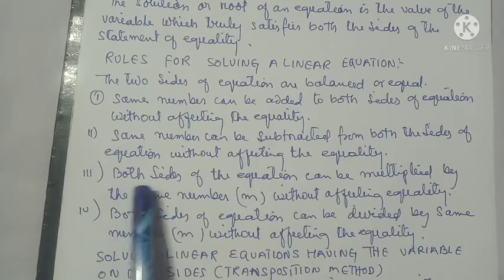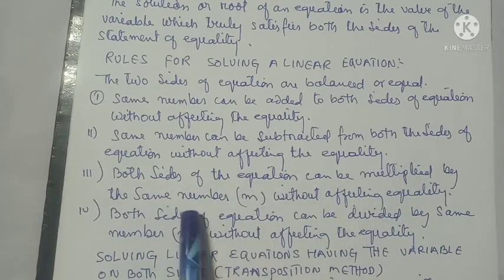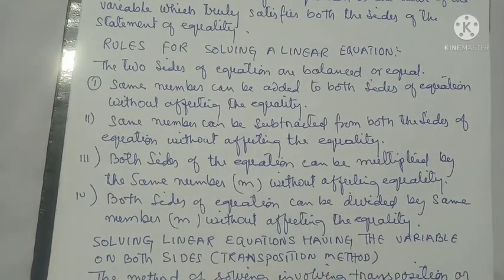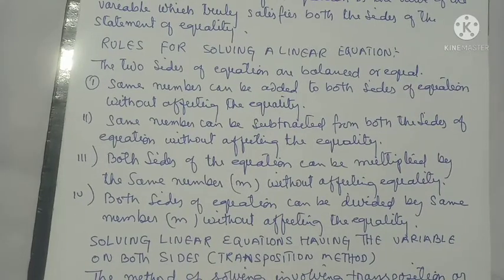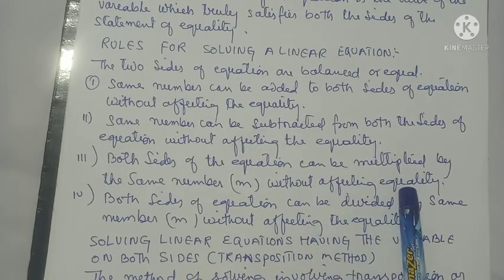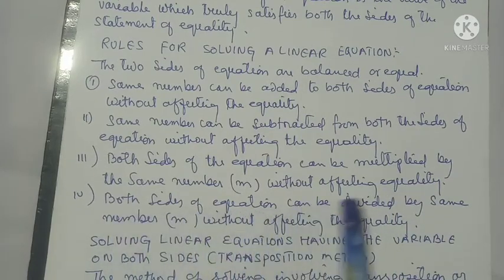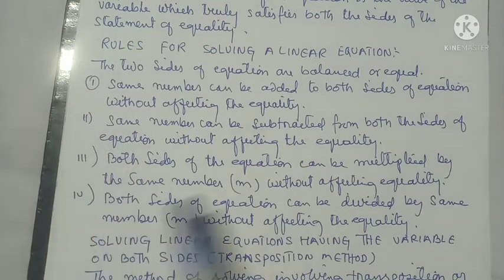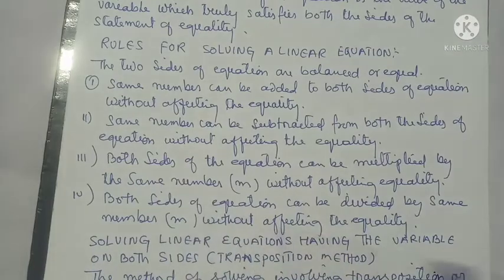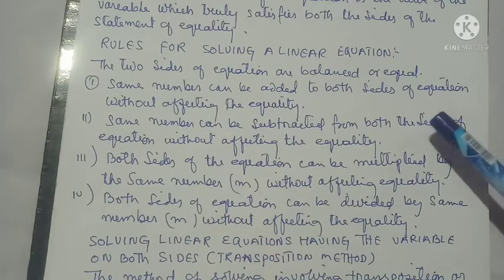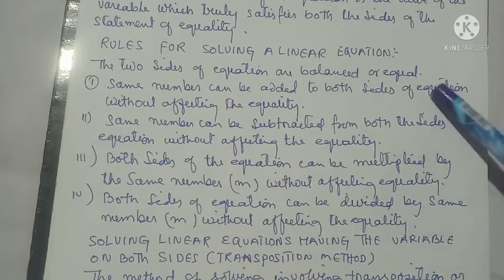Both sides of the equation can be multiplied by the same number. It means a number can be multiplied on both sides without affecting the equality. Same as that, both sides of the equation can be divided by the same number. If it is divided by the same number, the equality will not be affected. Understand? These four are the rules for the systematic method.